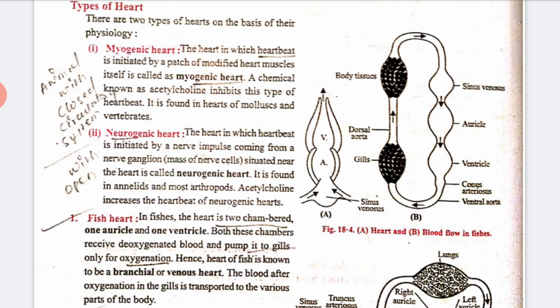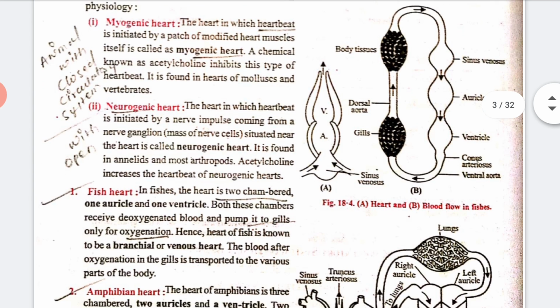Next is the neurogenic heart. The heart in which the heartbeat is initiated by a nerve impulse coming from a nerve ganglion, a mass of nerve cells situated near the heart, is called neurogenic. The first has a closed circulatory system, and the second has an open circulatory system.